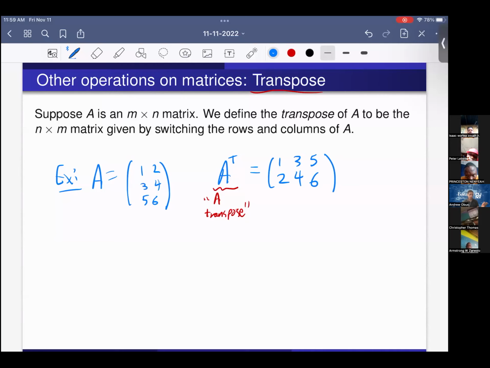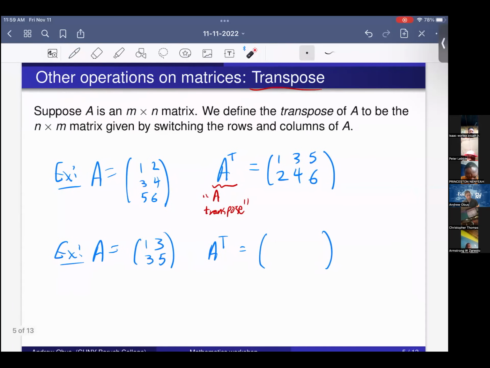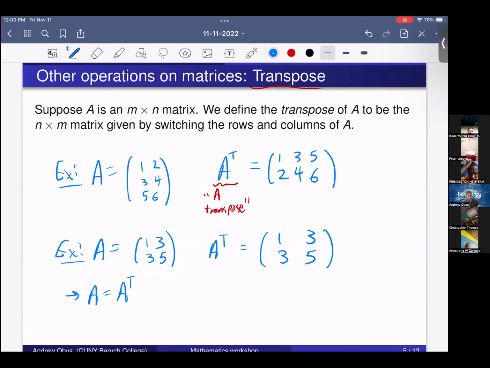Okay, so this is transpose, and sometimes a matrix is equal to its transpose. So if we did another example, if I have A equal to 1, 3, 3, 5, well then A transpose is still going to be a 2 by 2 matrix. The first row becomes the first column. So the 1, 3 becomes 1, 3, and then the second row, 3, 5, becomes 3, 5. And we see in this case, A equals A transpose.